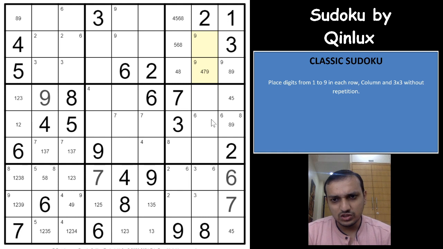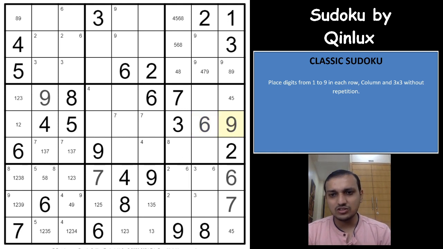Okay, so 6, now this 6 is eliminated from this cell. 6 would have to be in this cell only. Okay, and 9 gives you in this. Now you get 9 in this cell.